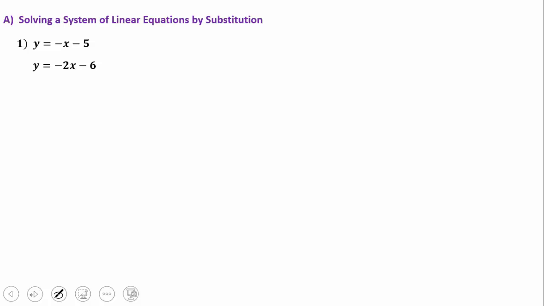Solving a system of linear equations by substitution. So the first thing it says to do is take either equation and solve for either variable. Well, it just so happens in this one, we have y equals negative x minus 5 and y equals negative 2x minus 6. Well, they're already solved for y. In fact, both of them are solved for y. So I'm going to take one of them. I'm going to take the second one.